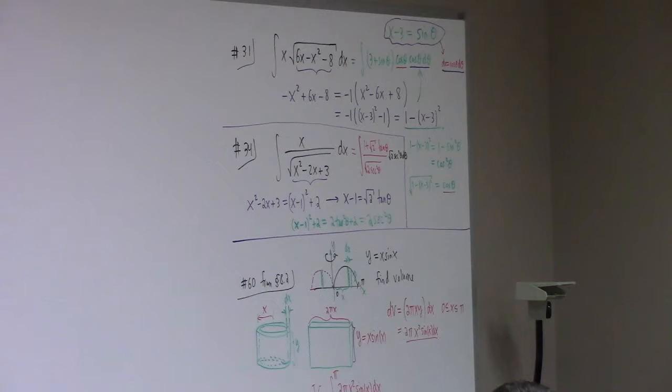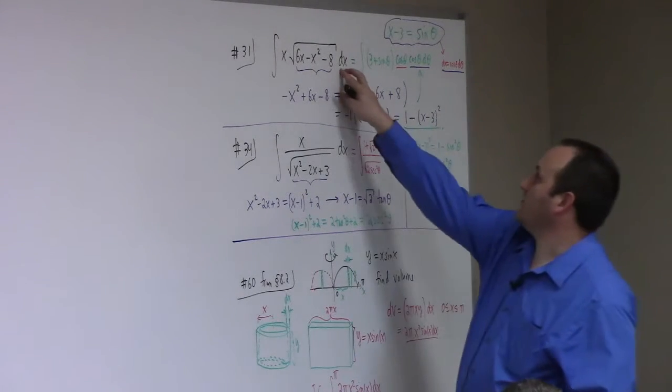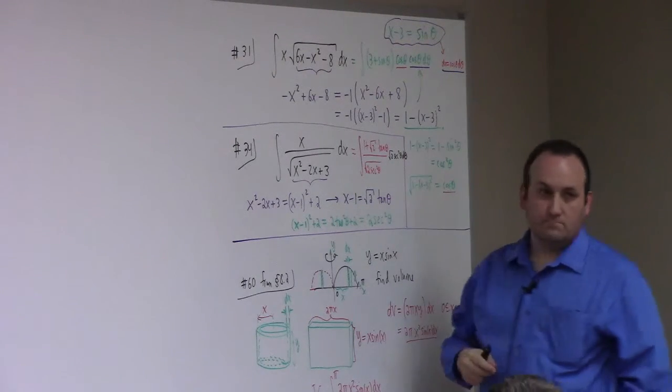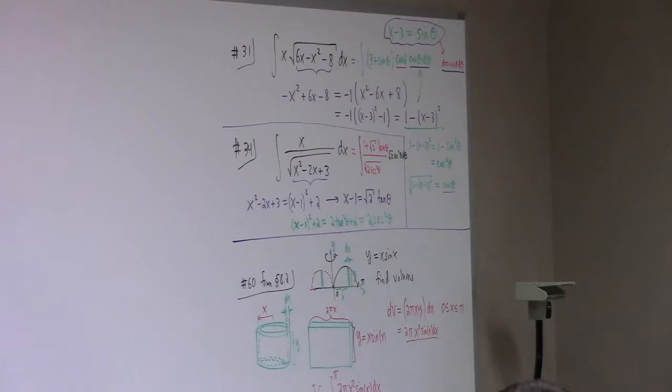Yes, sir? Where did you get the cosine theta times cosine theta from? Sure. The first cosine theta, this one, is from the square root. The square root of 1 minus (x minus 3) squared is the square root of 1 minus sine squared theta, which is the square root of cosine squared theta, so it's just cosine theta. The second cosine theta and the d theta are coming from the dx. See, dx is equal to d of sine theta, which is cosine theta d theta, so that's this one. So one from the differential, the other one from the square root.